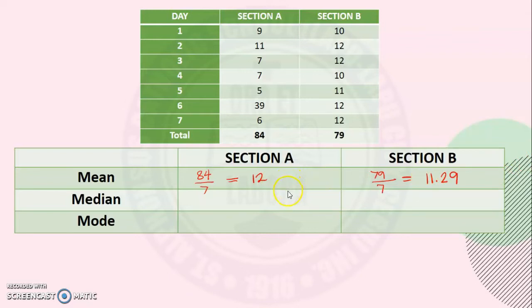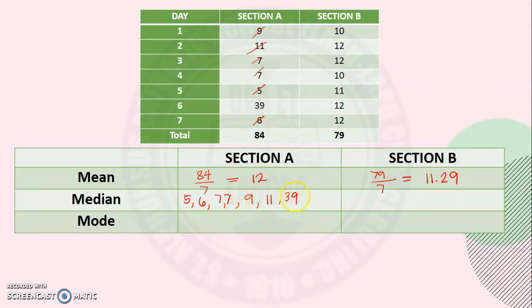To solve for the median, the first step is we need to arrange the values in either increasing or decreasing order. So let's try to arrange this in increasing order. So we have first 5, followed by 6, next 2 sevens, next is 9, followed by 11, and then 39. So these are the values arranged in increasing order.